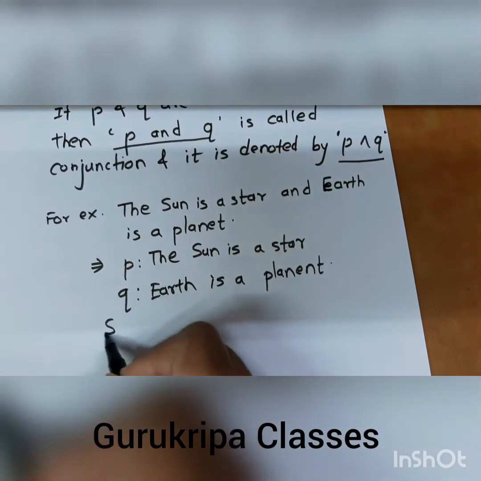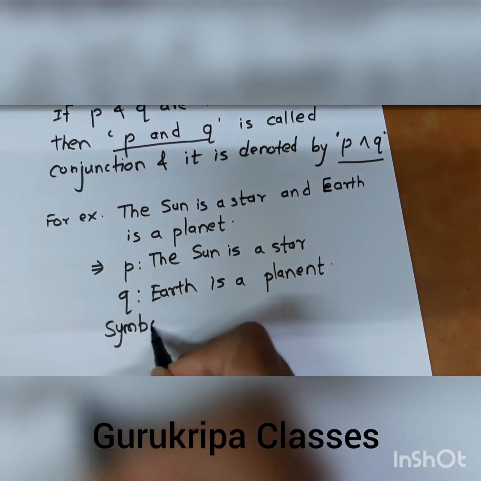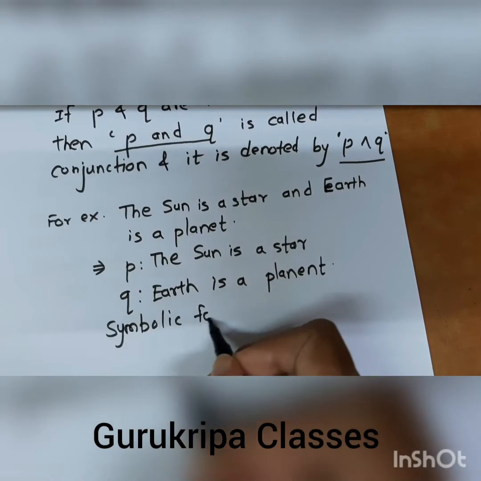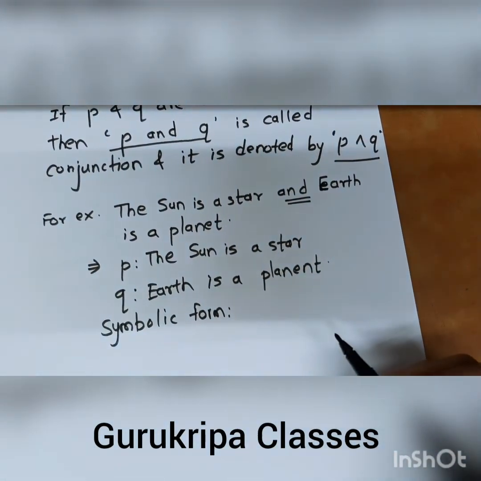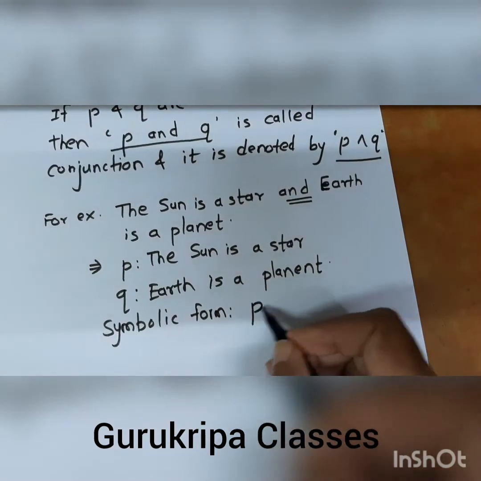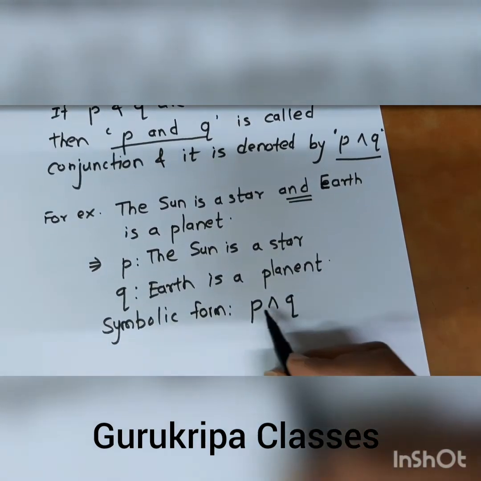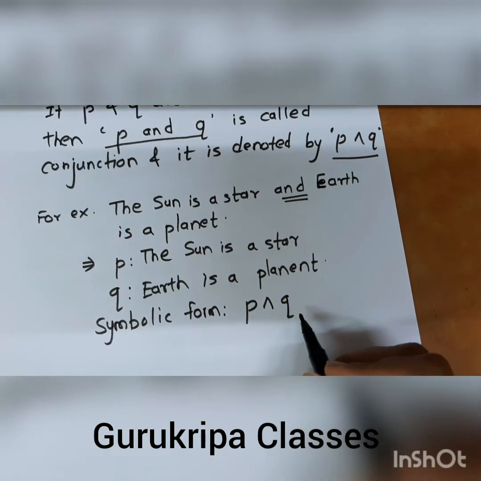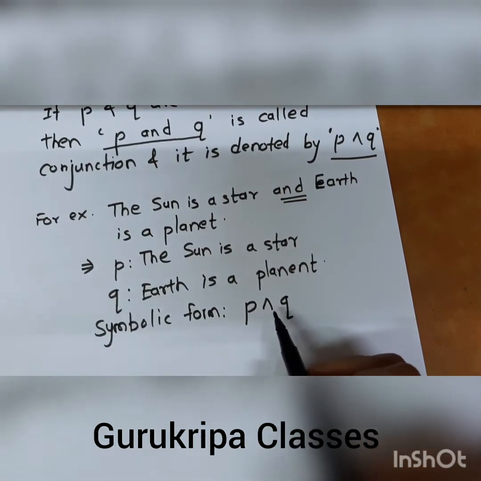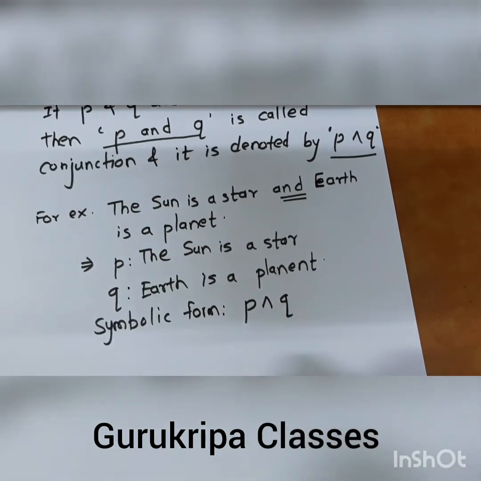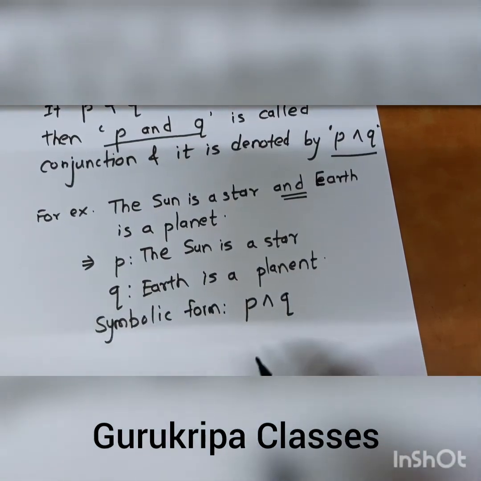And the question will be like this: write the symbolic form. In such a case, whenever the connective and is used in between two statements, what we can say is this is P conjunction Q. P and Q or P conjunction Q. This is again called conjunction. This is again called and. Both are the same, conjunction and. Okay.